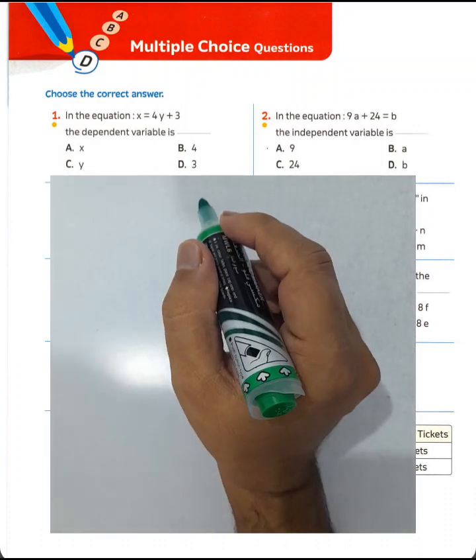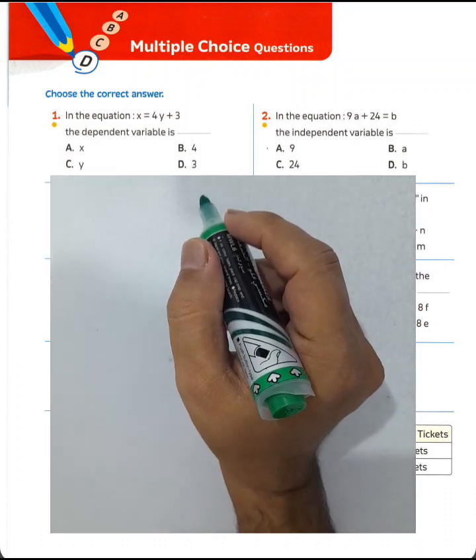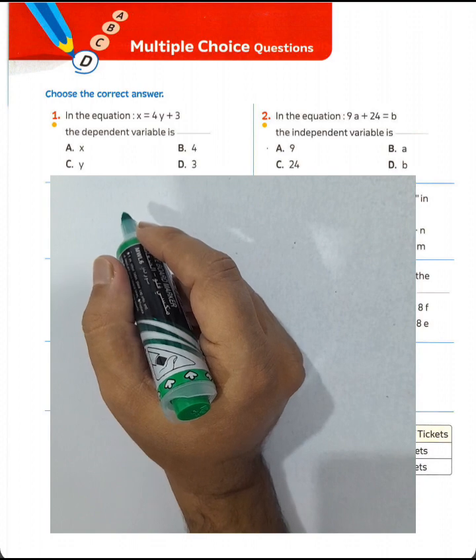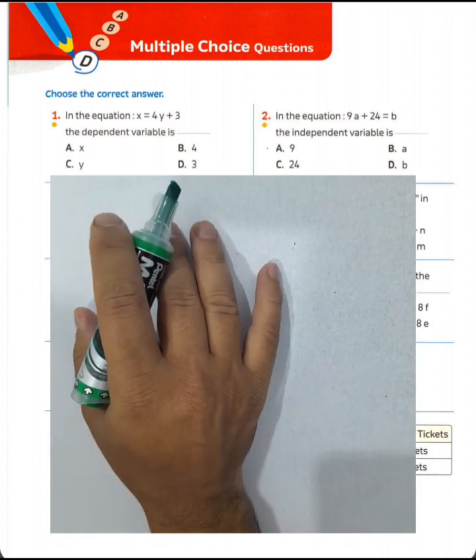Questions from المعاصر book. Question number 1, choose the correct answer from unit 5. These questions are from unit 5.